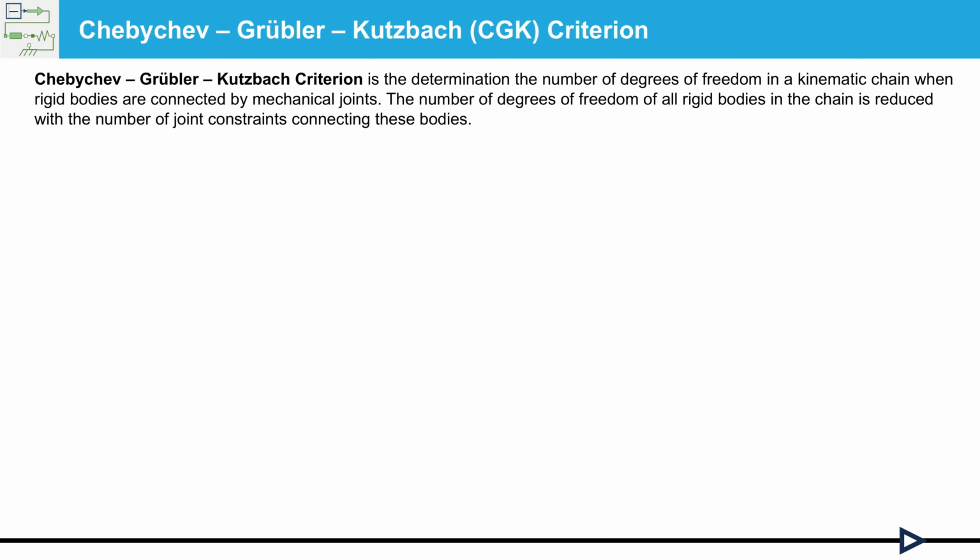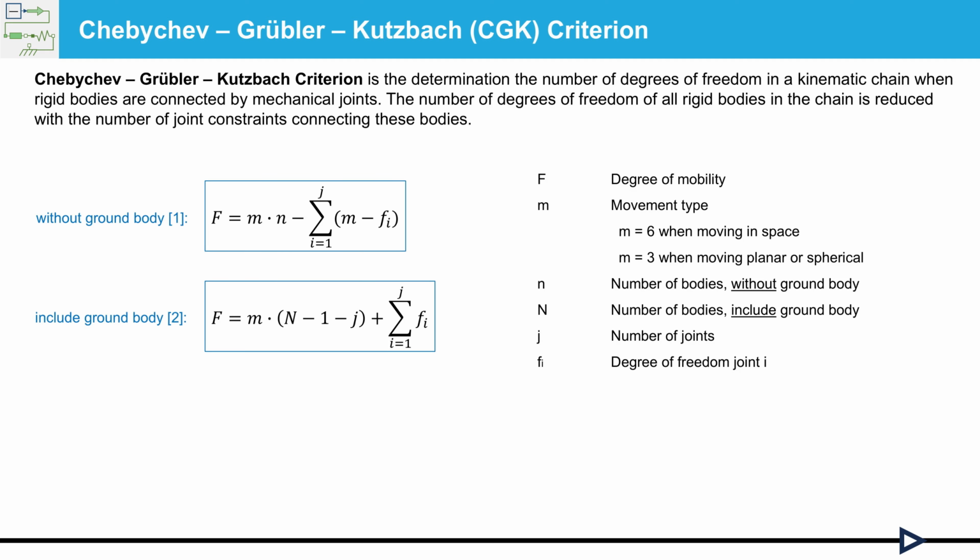The procedure is the determination of the number of degrees of freedom in a kinematic chain when rigid bodies are connected by mechanical joints. The number of degrees of freedom of all rigid bodies in the chain is reduced by the number of joint constraints connecting these bodies. This is how you calculate the degree of mobility F.